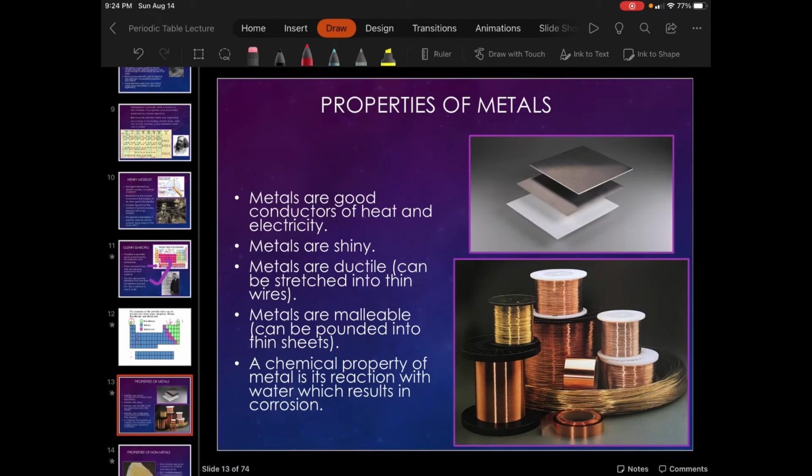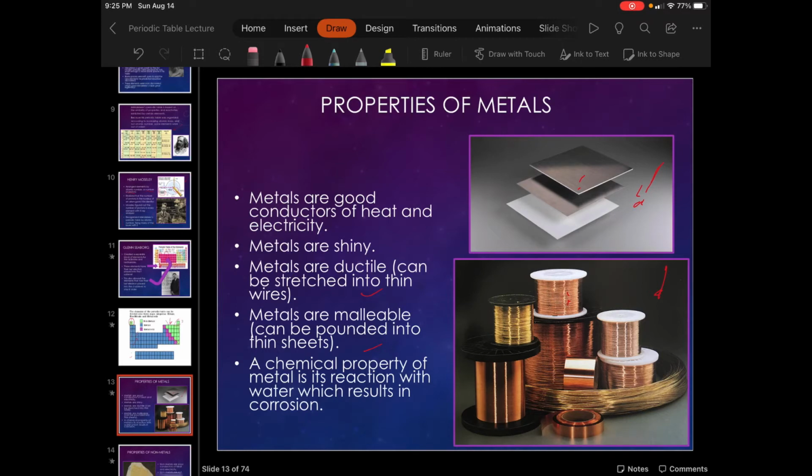Metals are good conductors of heat and electricity. That's pretty intuitive. Down here you have some copper wire and then some general metal right here. Metals are shiny. Notice the shine. Metals are ductile. They're malleable, and you can read the definition of both of those words right there.